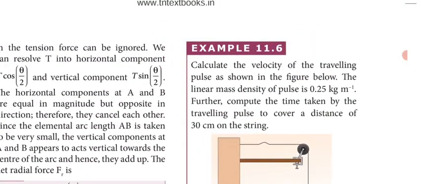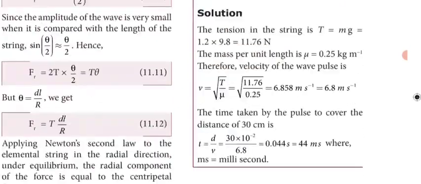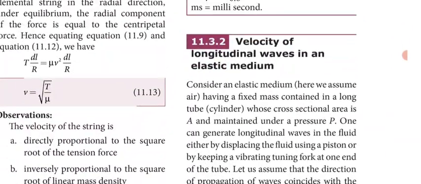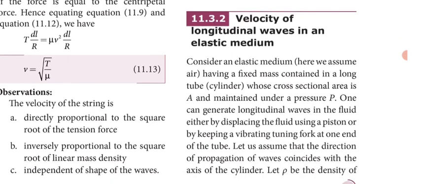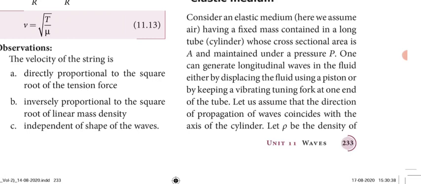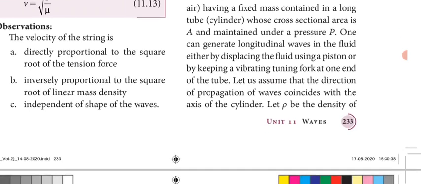Related to this, one more problem is given. We will see the problems later. Next we pass on to the velocity of the longitudinal wave in an elastic medium. For this medium, we assume air, having a fixed mass in a long cylindrical tube whose cross section is A, maintained under pressure P. One can generate longitudinal waves in the fluid either by displacing the fluid using a piston or by keeping a vibrating tuning fork at one end of the tube.